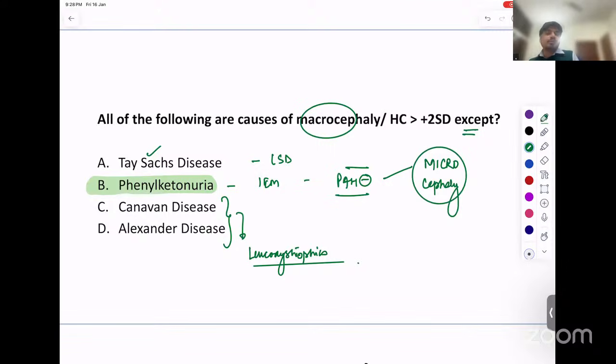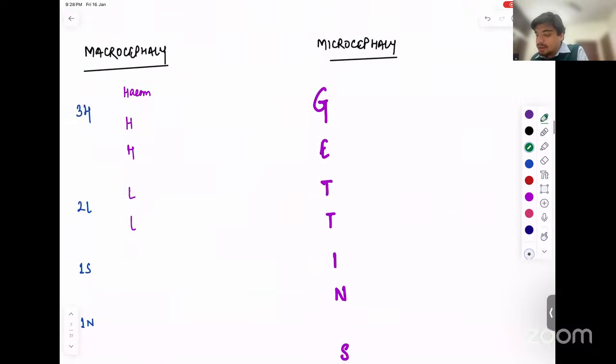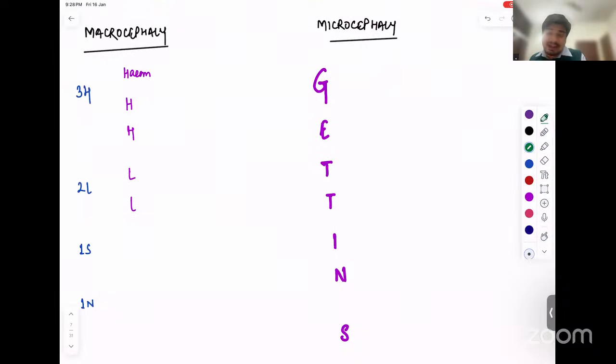Now, as far as causes of macro and microcephaly are concerned, you can simply remember them by this mnemonic. For macrocephaly, I like to call it 3H, 2L, 1S, and 1N. What are these 3H's? These are your hemorrhage, anything that causes hydrocephalus, so your Arnold-Chiari malformation, vein of Galen malformation, Dandy-Walker malformation, anything that can cause hydrocephalus, tumors, they will cause macrocephaly, and hydranencephaly.